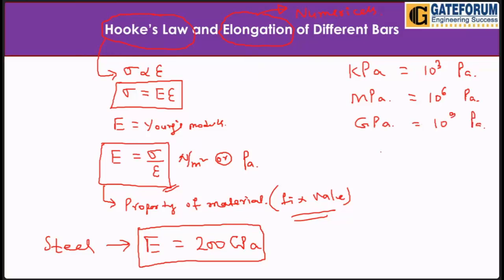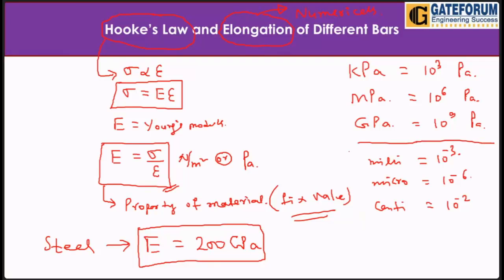Suppose somebody says milli, so that is 10 raised to minus 3. Micro means 10 raised to minus 6. Centi, just like centimeter, means 10 raised to minus 2. Centi, milli, micro, like this. Please remember these conversions, do not forget: centimeter, millimeter, micrometer, kilopascal, megapascal, gigapascal.